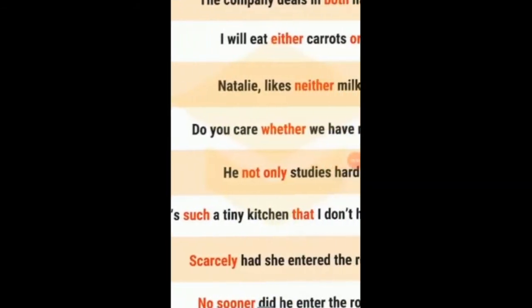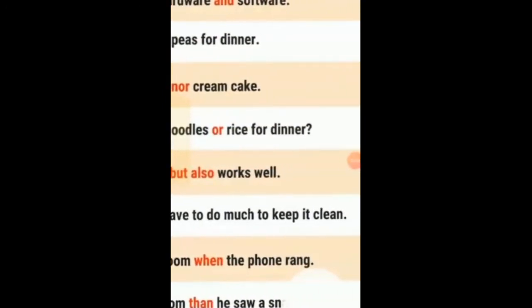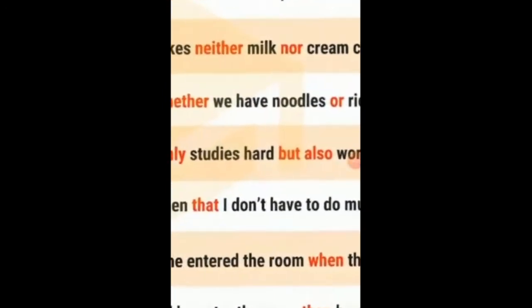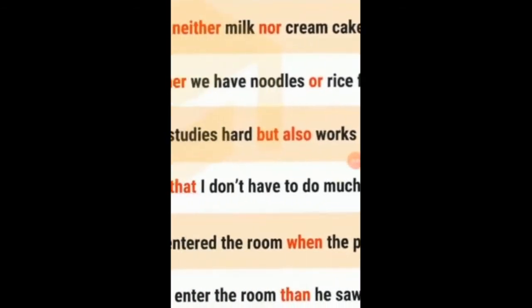The next one is such that. It's such a tiny kitchen that I don't have to do much to keep it clean. So this is how you can use such and that in a sentence.